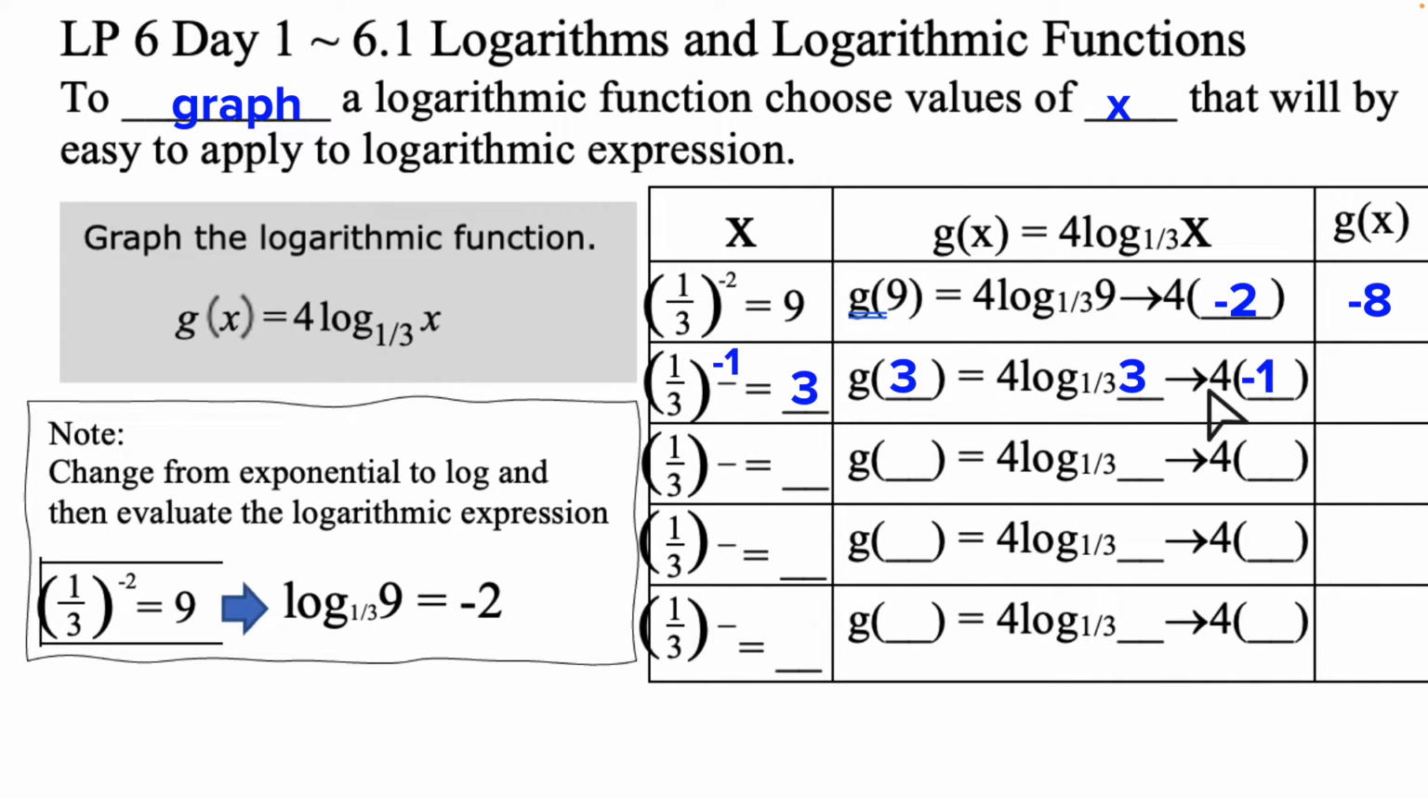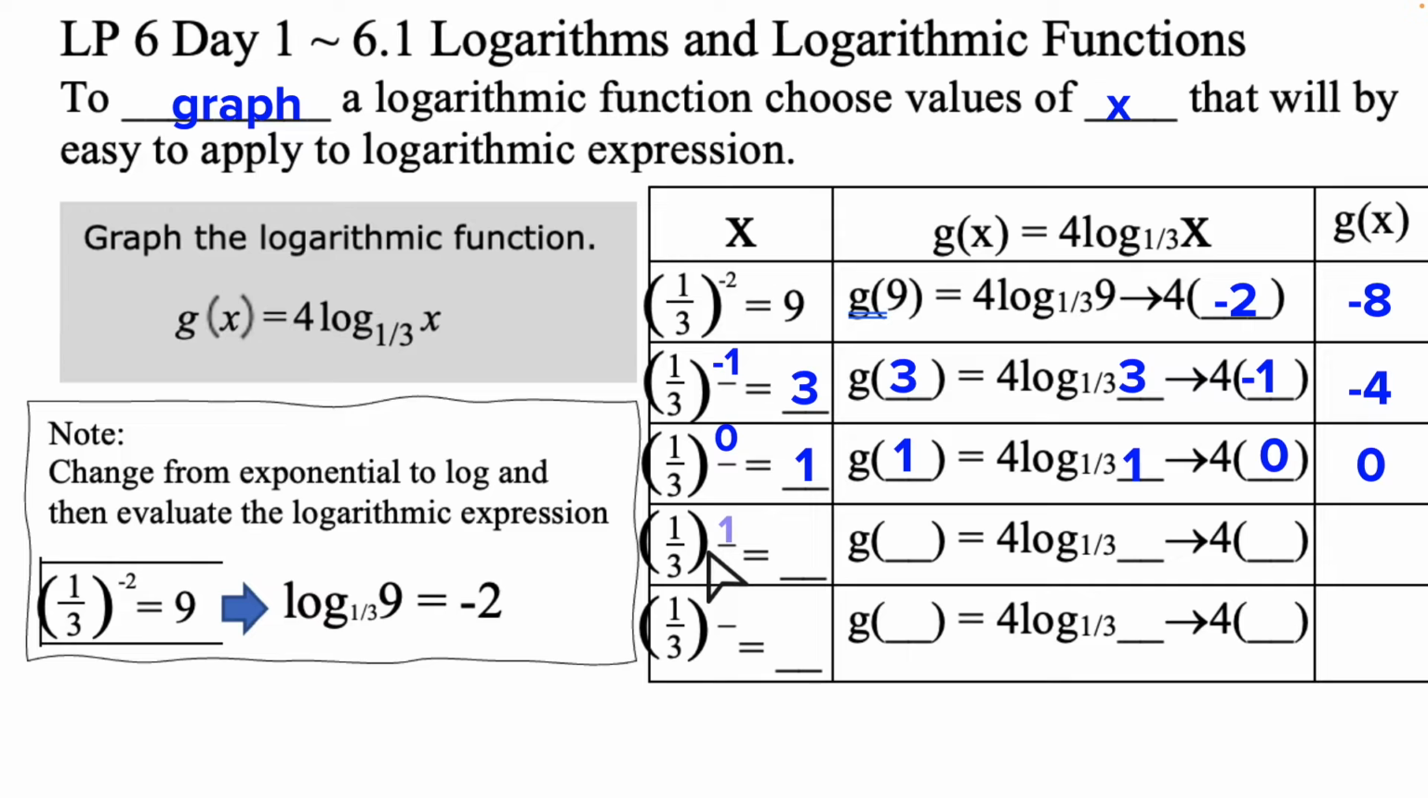So 4 times the -1 is -4. All right, now we're going to go with our next number, which is 0. 0 is a very easy exponent to apply, anything to the 0 power is 1. So I'm applying 1 to my function. If I apply 1 to this logarithm, I'm going to get 0. So I have 4 times 0, and that's 0.